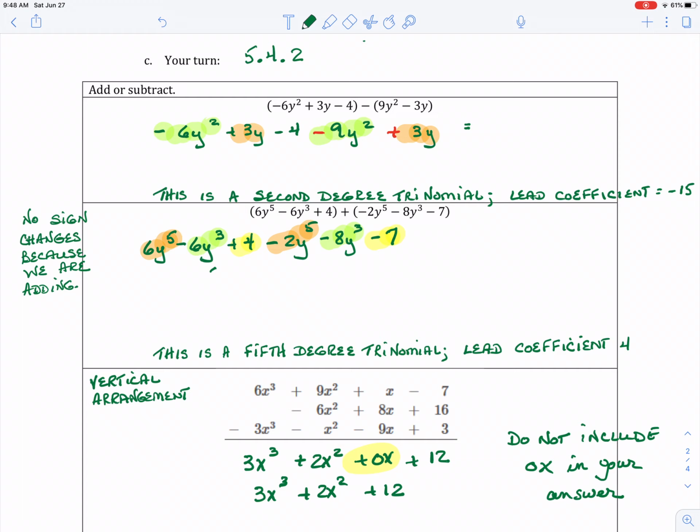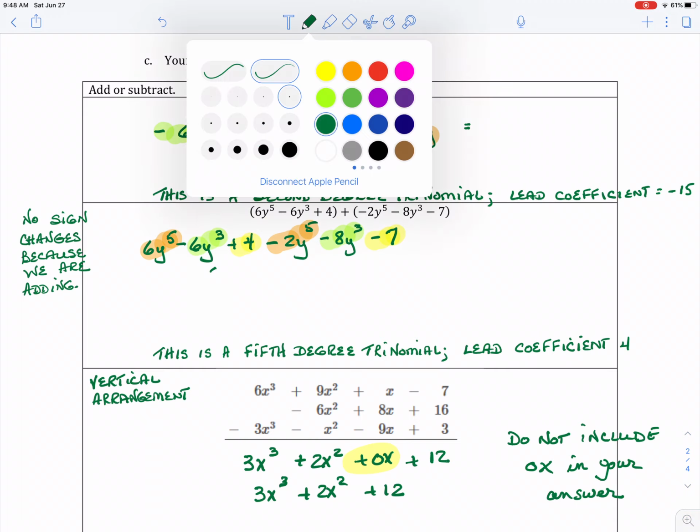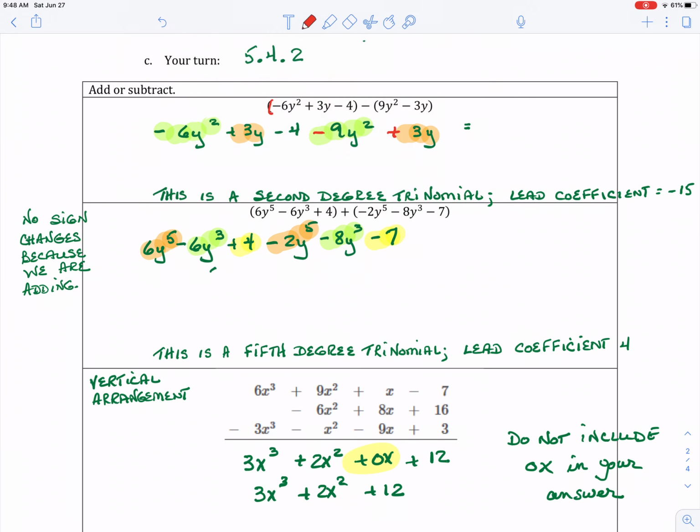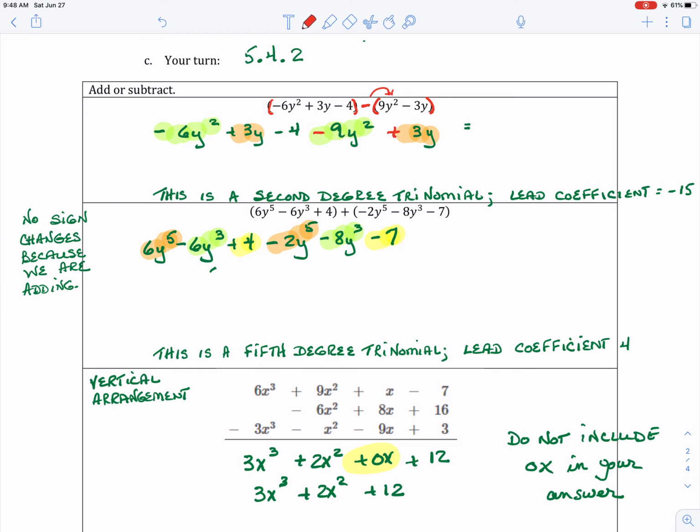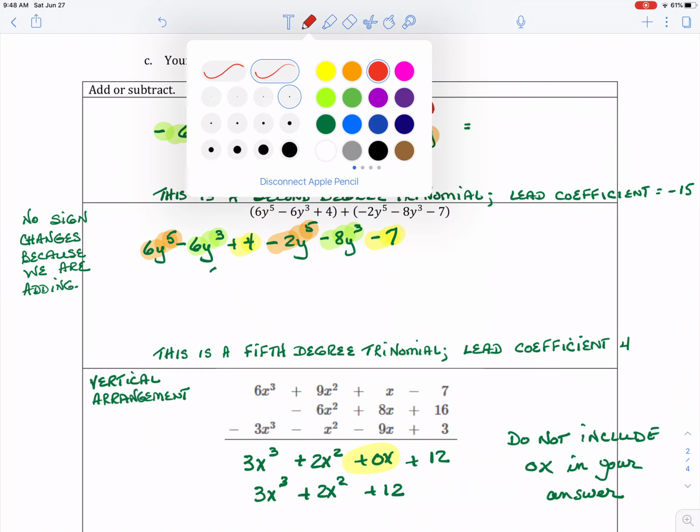I'm going to work through these pretty quickly here because we just did some examples in detail. This is just kind of a combination. You'll notice the first example here is subtraction. You should always look for that operation first. You need to know if you're adding, subtracting, multiplying, or dividing. You can see that I made the necessary sign changes there in the parentheses that follows the subtraction operation.